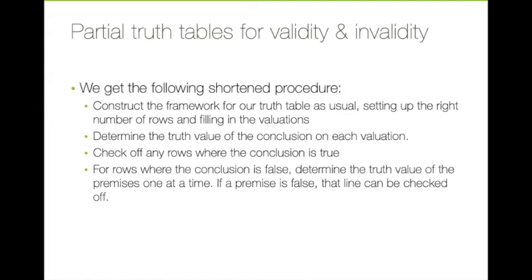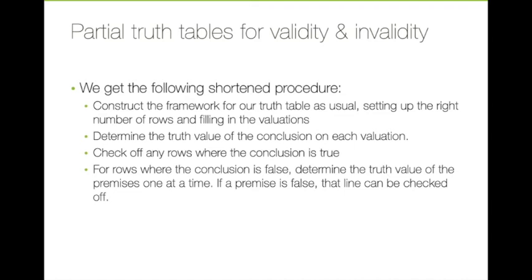First, construct the basic framework for our truth table as usual, setting up the right number of rows, filling in the valuations for the simple sentence letters. Then, we determine the truth value of the conclusion on each valuation, skipping the premises and leaving some work for later. We can check off any rows where the conclusion is true, since we know those ones can't fail our test for validity.